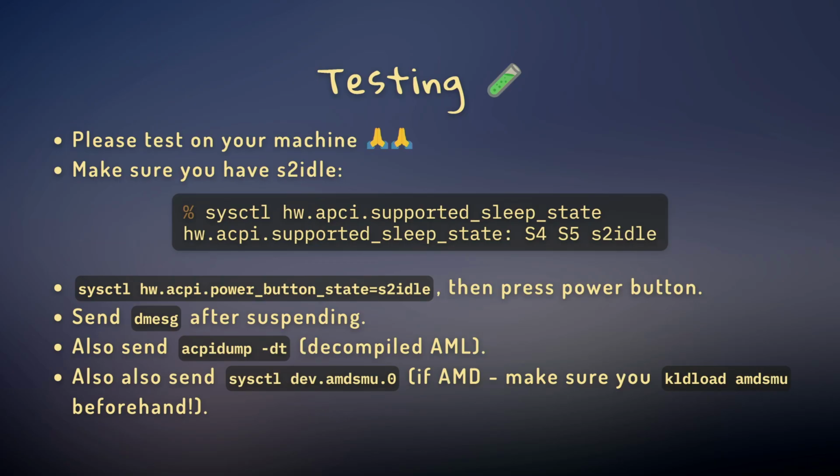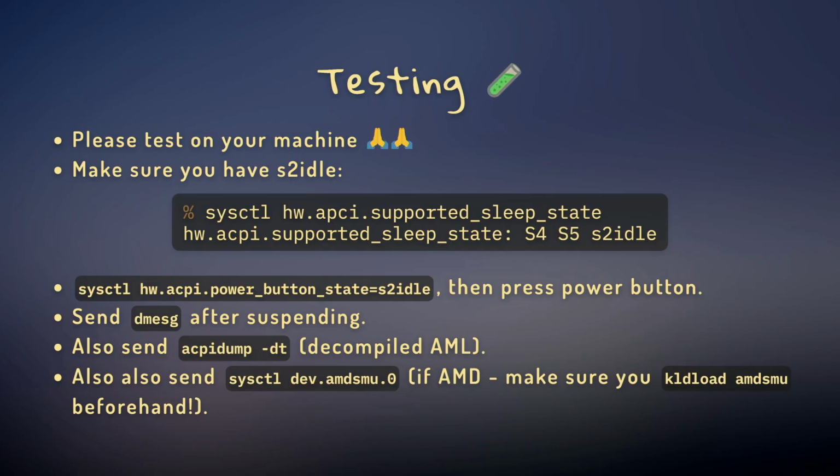Right, so yeah, please test it on your machine. Make sure that you have S2 idle on your machine once you build all these patches. It should just work, but this is a good way to know if you've applied everything correctly. You'll go into ACPI supported sleep states, and these are the states that are supported. On older computers with S3, you'd also have S3 here. S0ix does work on a lot of S3 computers, so you can try doing that. And for modern ones, you'll just have S4, S5, and S2 idle.